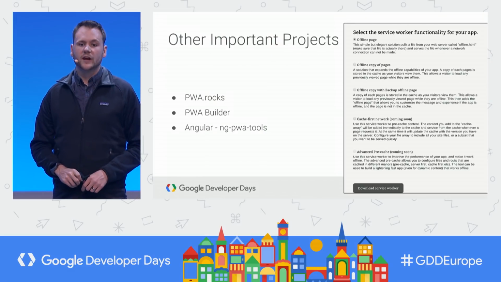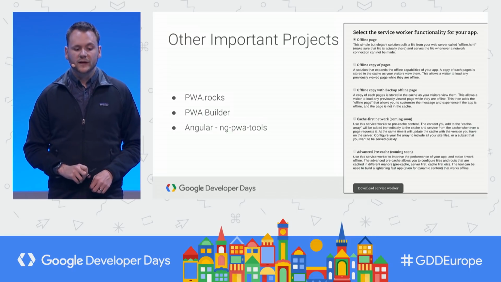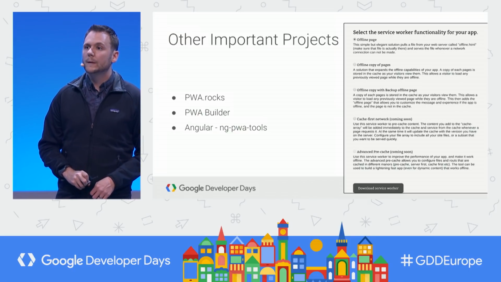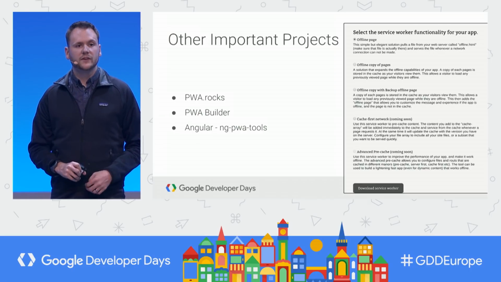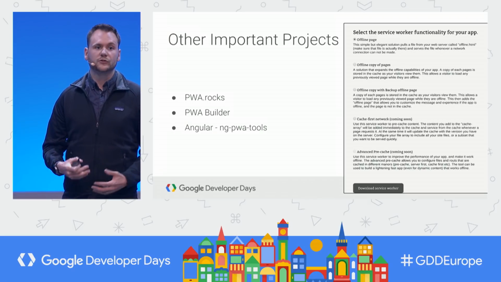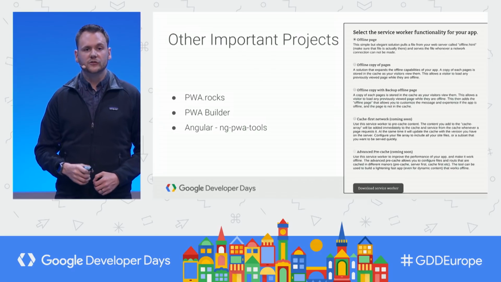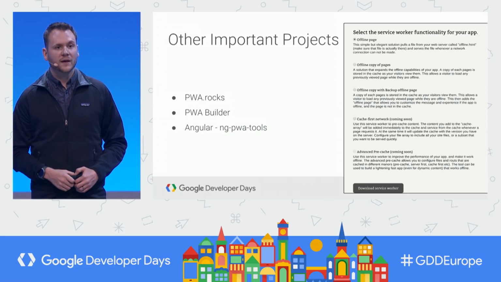There's a few other projects that I want to mention very briefly in the remaining time we have. There's a website called pwa.rocks. There's a PWA builder that you can find online. The nice thing about the PWA builder is that it's a web-based interface for generating a manifest. You'll be able to upload images, and it will generate all the right sizes for you. It'll generate the JSON for you. It'll ask you questions that help you understand what's going into the web app manifest.